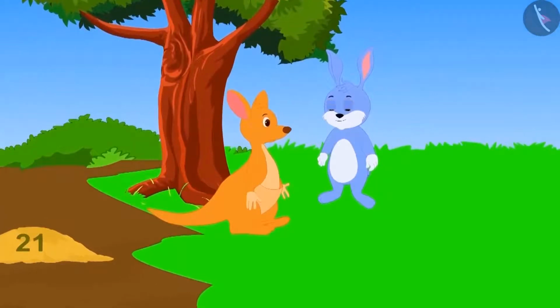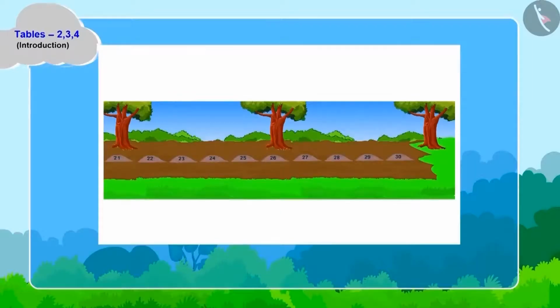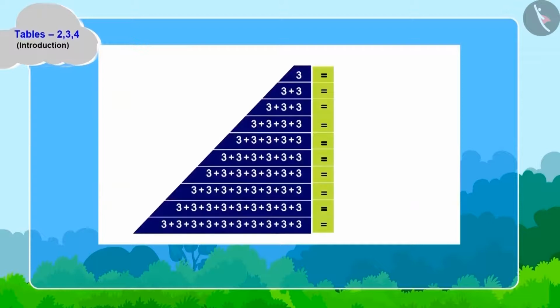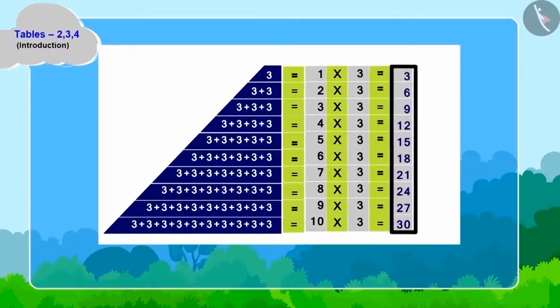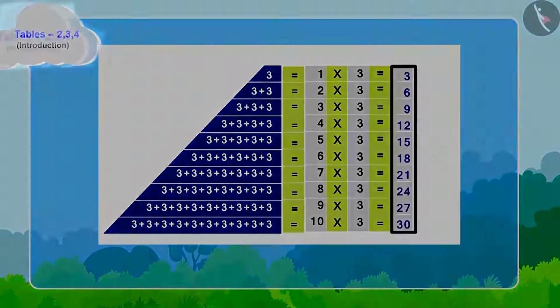swamp easily. Children, can you tell that if Kittu could take the 8th, 9th and 10th jump, which stone would he reach? On 24th, 27th and 30th stone. And children, now if we write it in the form of multiplication, then what will we get? Absolutely right, the table of 3.